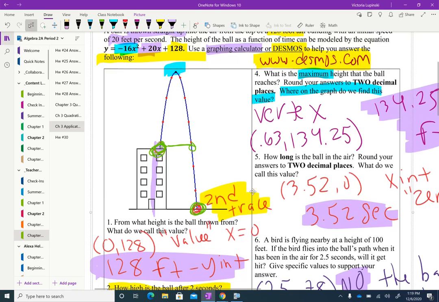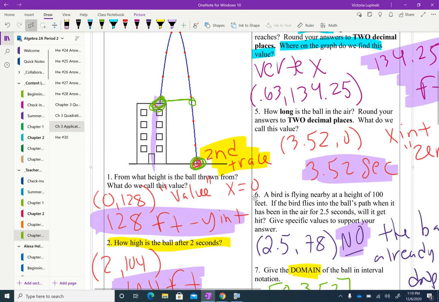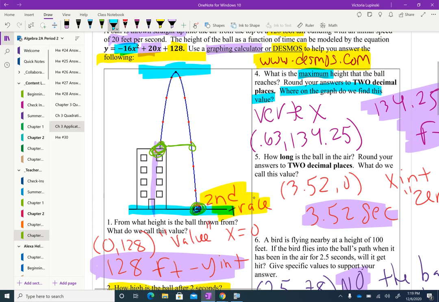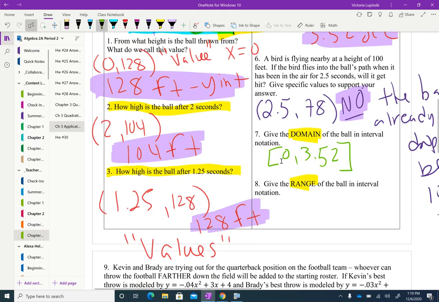Give the range of the ball in interval notation. So the range of the ball, well, the lowest that the ball is ever going to go is when it hits the ground, 0. The highest that the ball is ever going to go is its maximum height, which again, we already found. So no infinities allowed. The minimum height of the ball is 0, and the maximum we already found was 134.25 feet. So definitely a lot going on here.